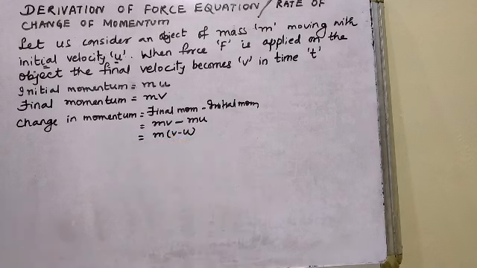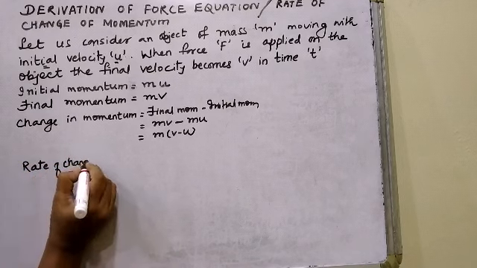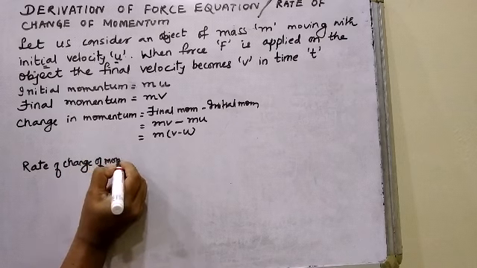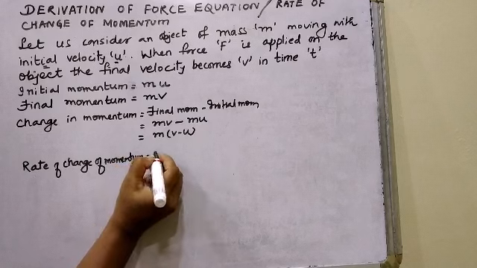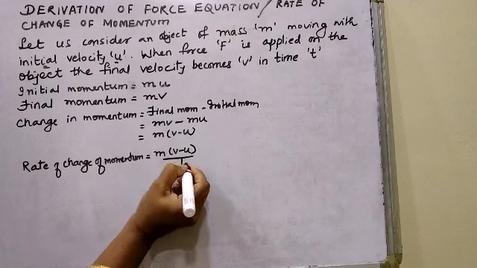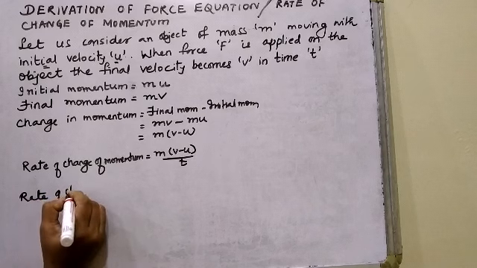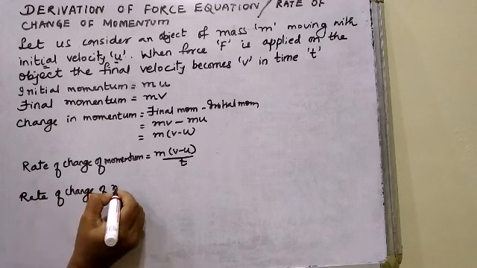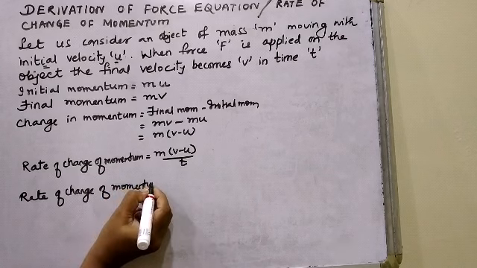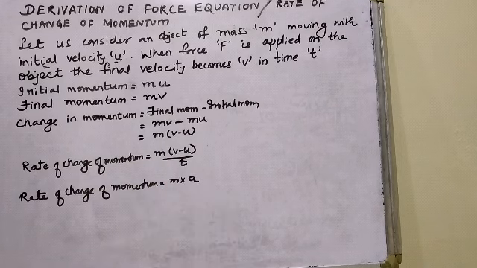Now if I want to calculate, or find out, the rate of change of momentum, the rate of change of momentum will be equal to m into v minus u. As I said, rate means divided by time. Okay, so rate of change of momentum will be equal to m into, what is v minus u upon t? It is equal to a. So the rate of change of momentum is equal to mass, that is m, into a, and what is this a? It is acceleration.